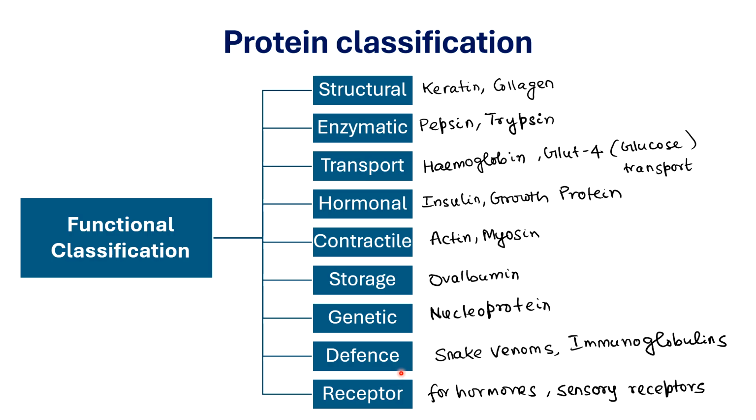Then we have receptor proteins. These proteins act as receptors. You have receptors for your hormones, you have your sensory receptors, right? So this is one way of classifying the proteins.